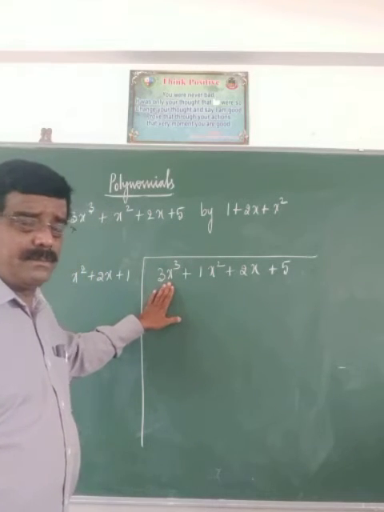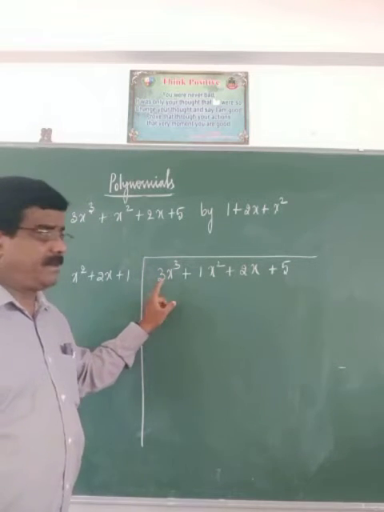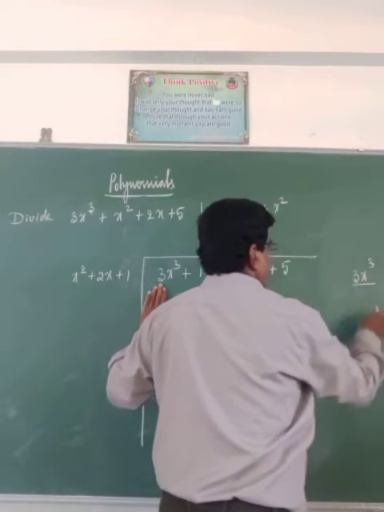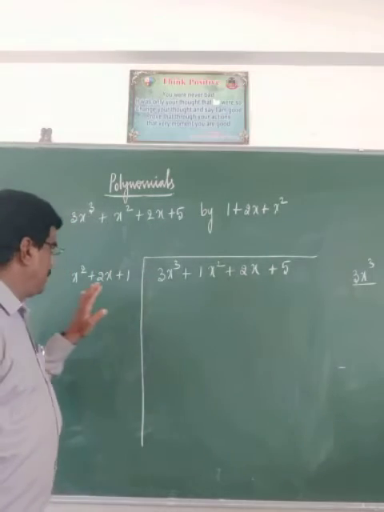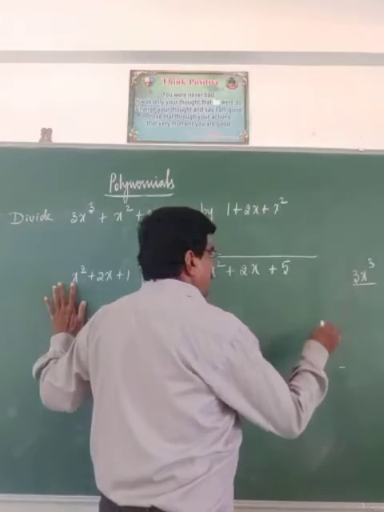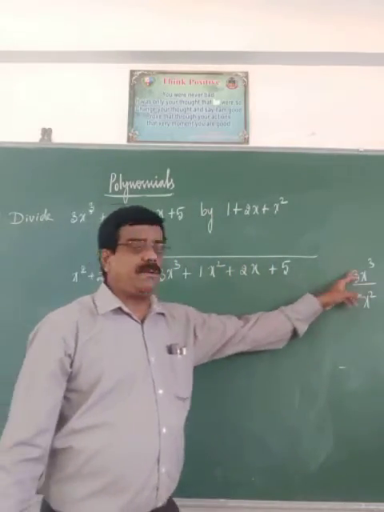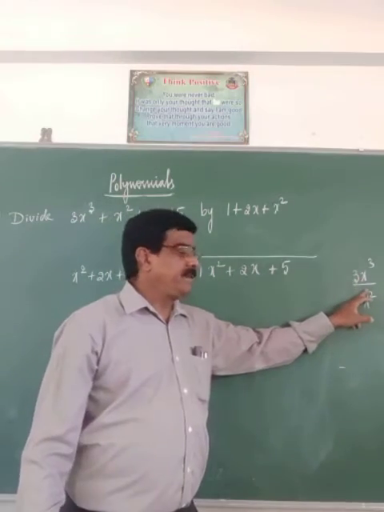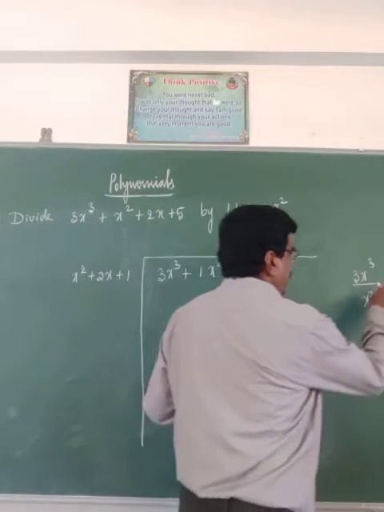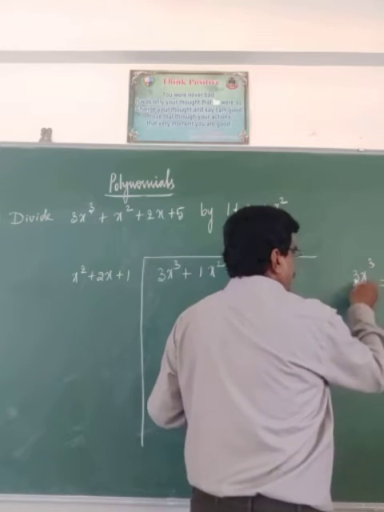Again here, just to observe the first term of the divisor, write it in the working column. That is 3x cube divided by, again here the first term of the dividend, it is x square. First term of the dividend divided by the first term of the divisor. That's the procedure. That's all. So get what? 3 by 1. x square means 1x square. 3 by 1 means 3 only.